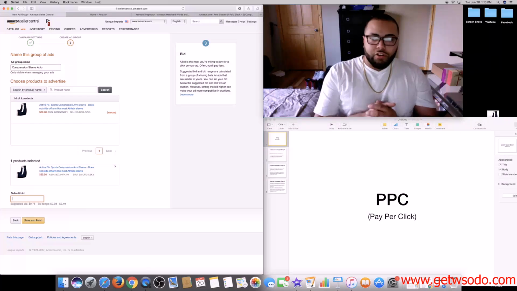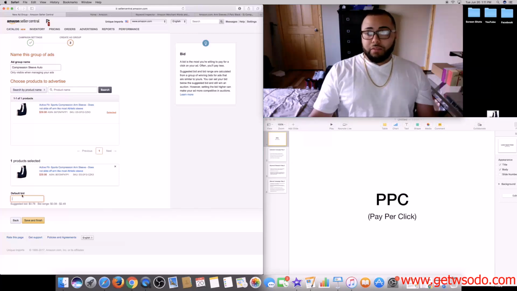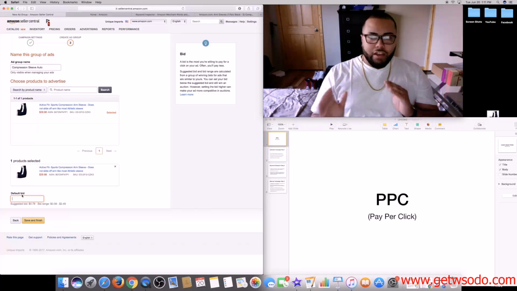So you want to make sure you know your numbers. You want to make sure you know where you're at. But like I said, don't get too nervous. I know it's frustrating. I know it can become a little nerve-wracking, but we're not utilizing the automatic campaign to make a killing. We're using it to gather data.